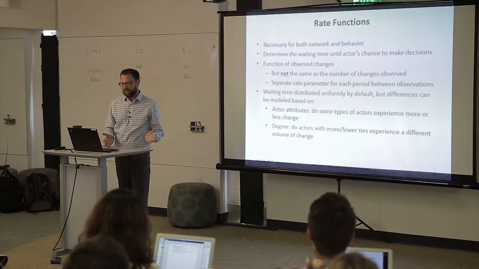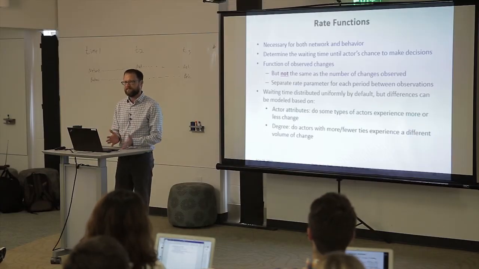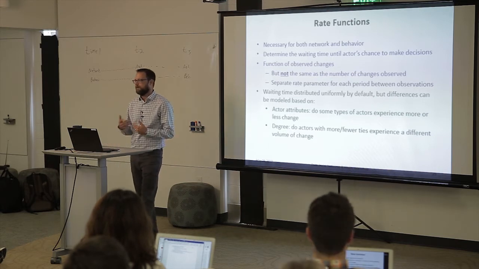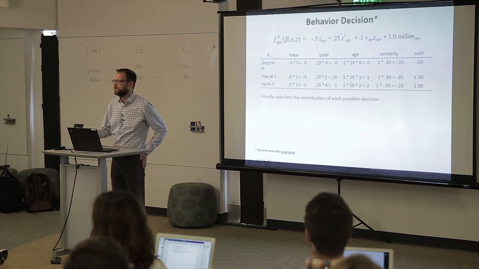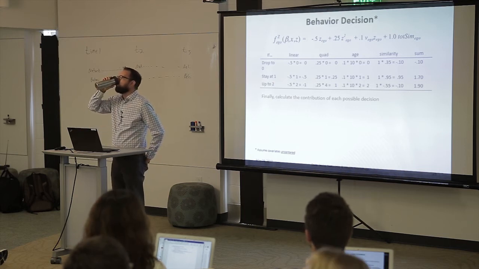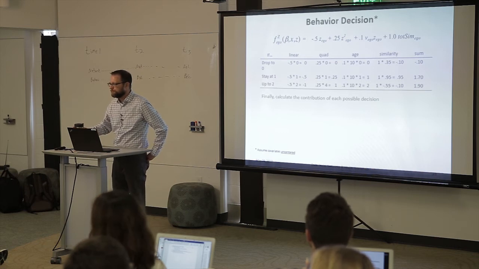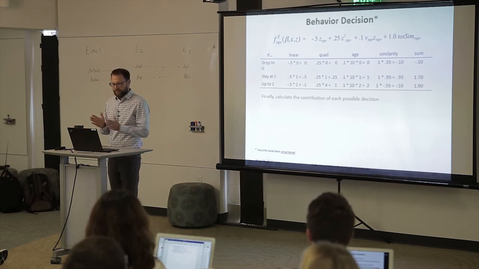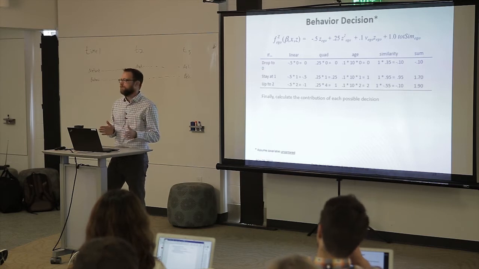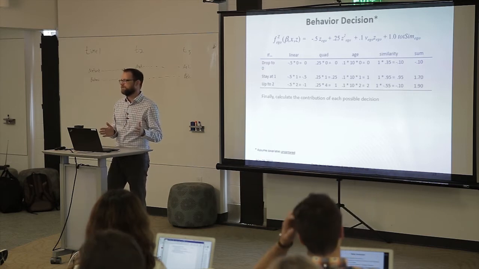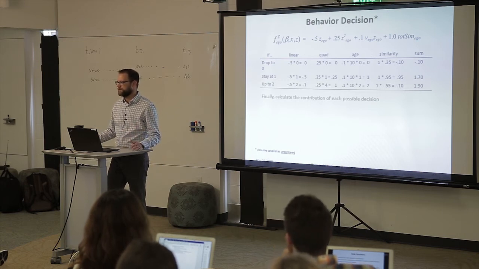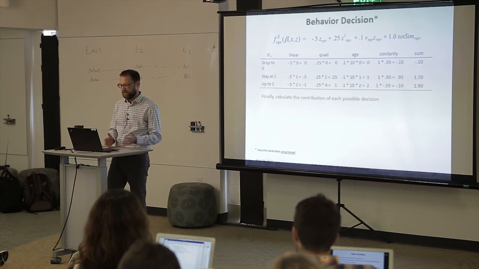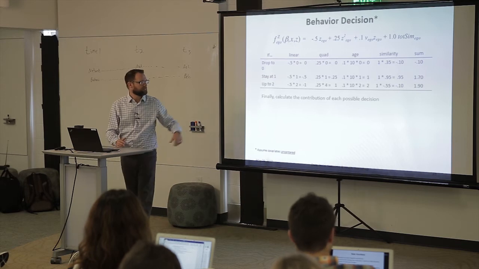Now let me spend one slide on rate functions. The model only allows movements of one unit. So ego would jump to one. And then the next time ego is chosen again for this kind of change, they would go through this process again, if the network stayed the same and alter's behavior stayed the same.